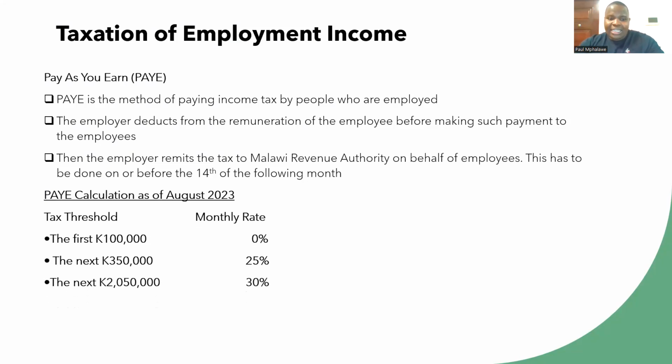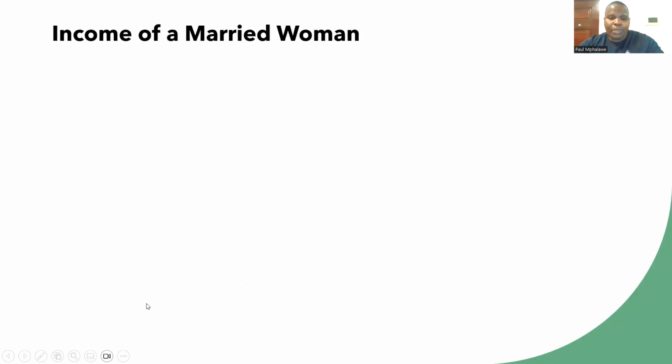And the next 2,050,000, the government comes and takes 30% for its operations. The excess of 2,050,000, the government comes and takes 35%. That's our tax rate.